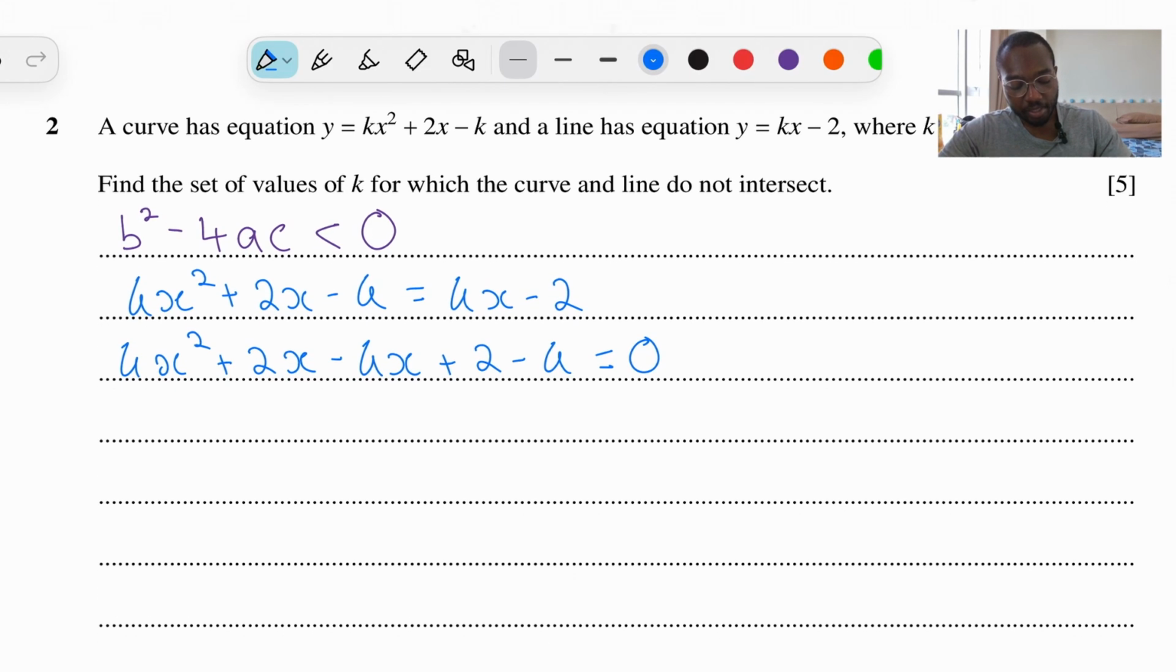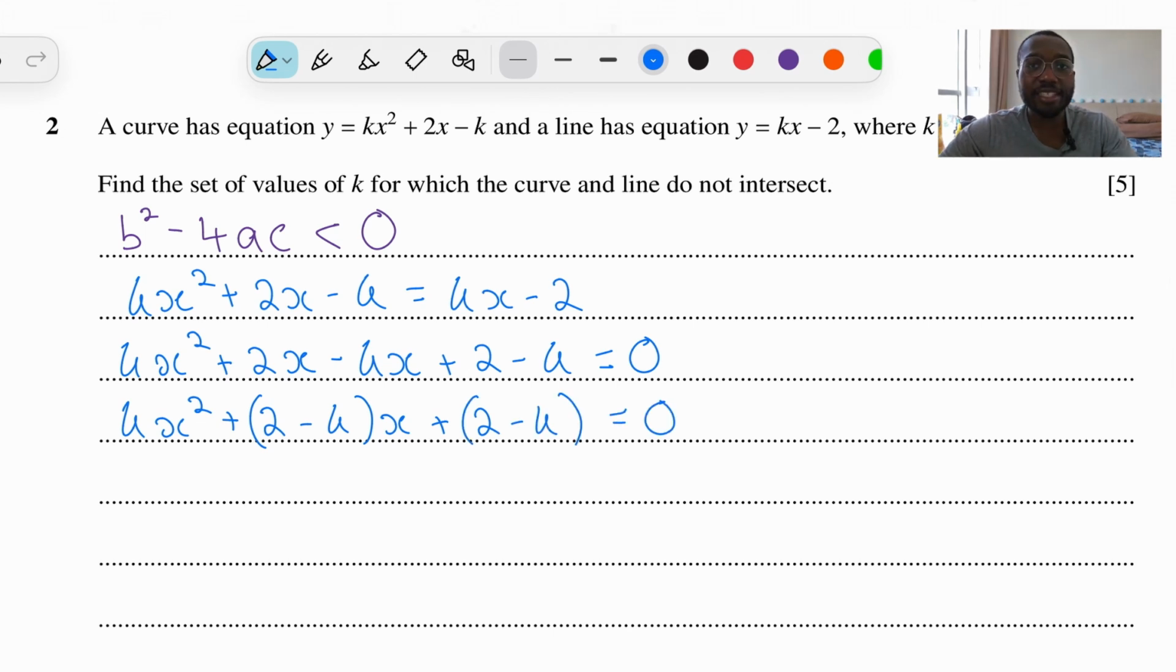Now I'm going to rewrite this slightly differently. So we get kx squared, and now I'm going to take out the factor of x. So we get (2 minus k)x, and then we get 2 minus k again, and I'll put this in brackets as well. The reason I've put it in brackets is that now we can easily see what our a, b, and c values are going to be. Because remember, for b squared minus 4ac less than 0, that is when we have a quadratic in the form of ax squared plus bx plus c.